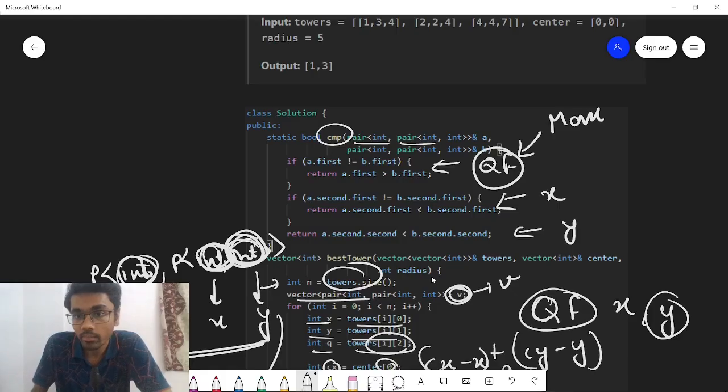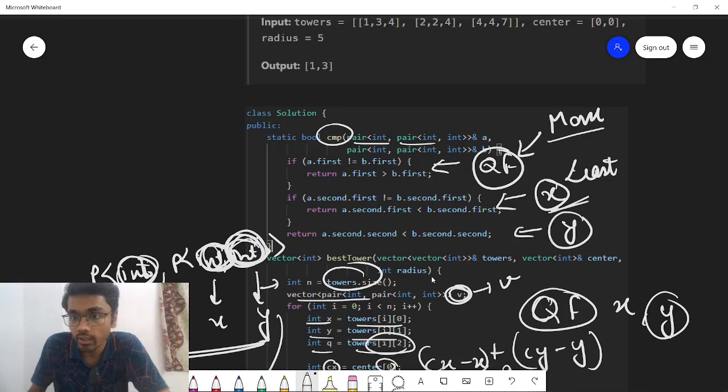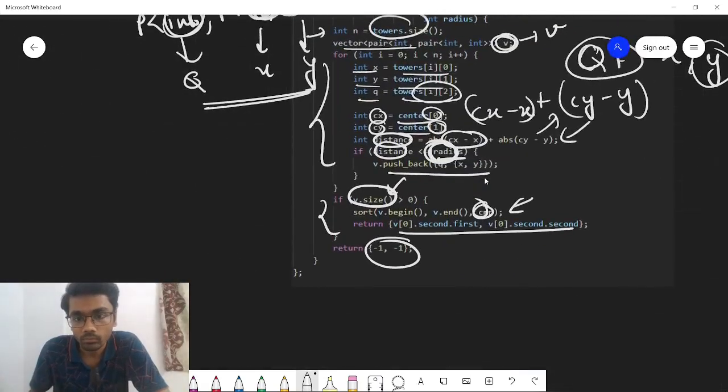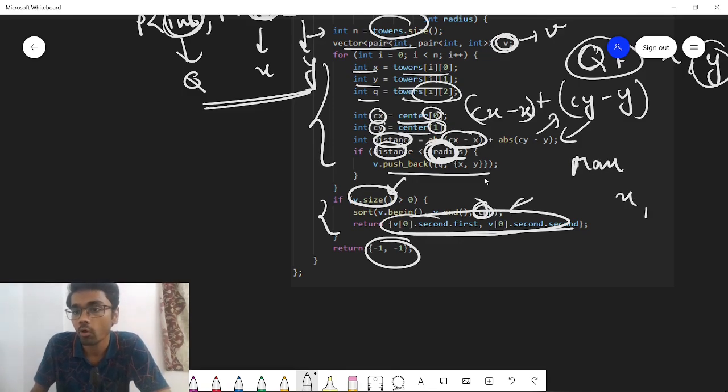If there is a tie between the quality factors, it will make sure that the least x value comes next. And if there is a tie in the x coordinate as well, then the least y coordinate should come next. So this is just a normal comparator function. On the basis of this, we sort it. After sorting, whatever is the top value, that means the one with maximum quality factor, or x or y, we just return that value.